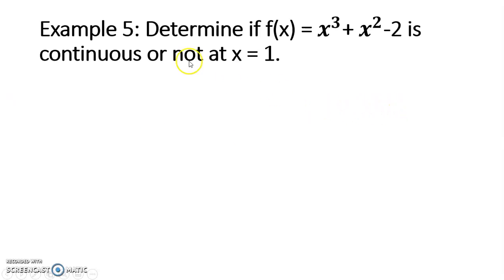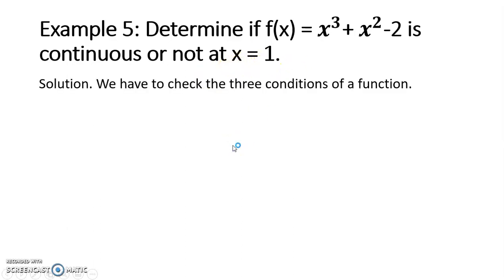Example 5. Determine if f of x is x cubed plus x squared minus 2 is continuous or not at x is 1. Solution, we have to check 3 conditions of a function. If x is 1, f of 1 is 0. You can look at the solution here.